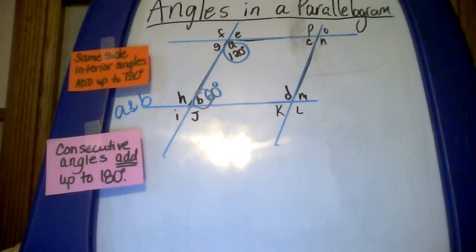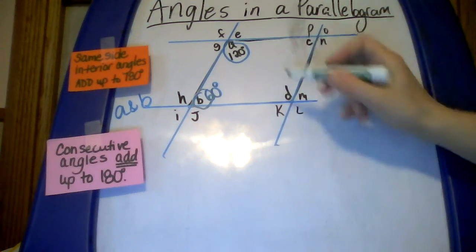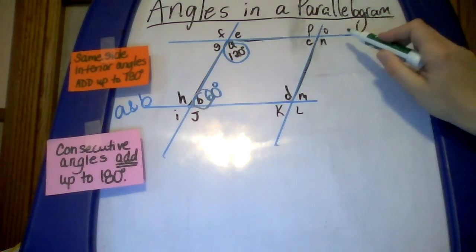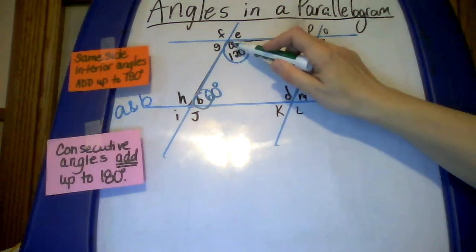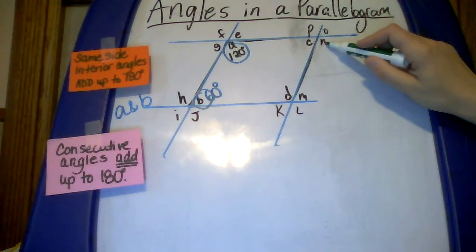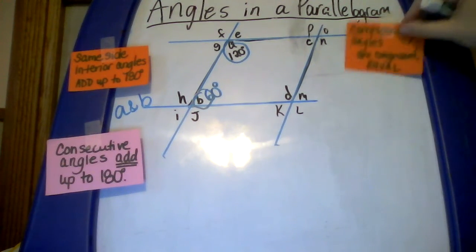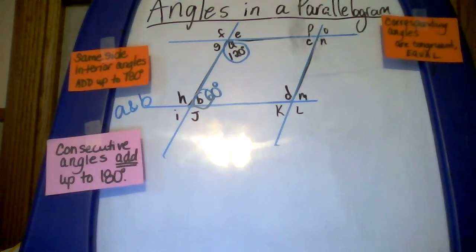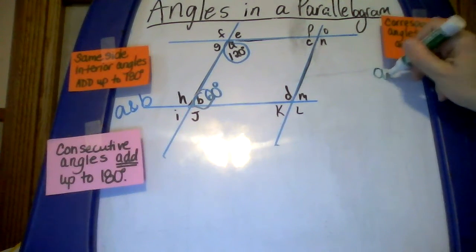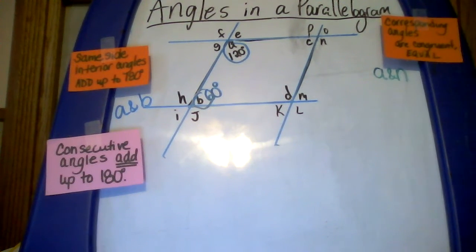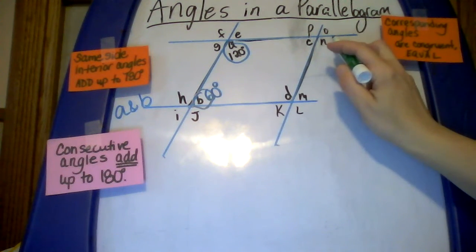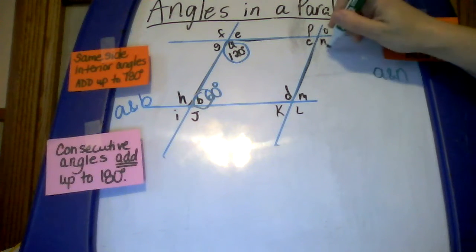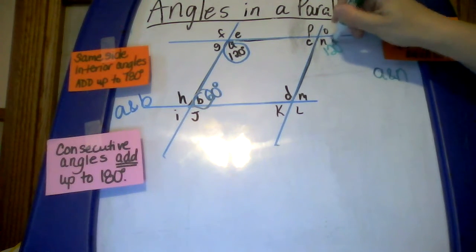Now, what we're going to do is we're going to look at this upper portion. Angle A is a corresponding angle to N. Since those two angles are corresponding, we know corresponding angles are equal. So again, A and N are corresponding angles. They're in the same position if you're looking at this top portion of the diagram. So we know angle N is 120 degrees.